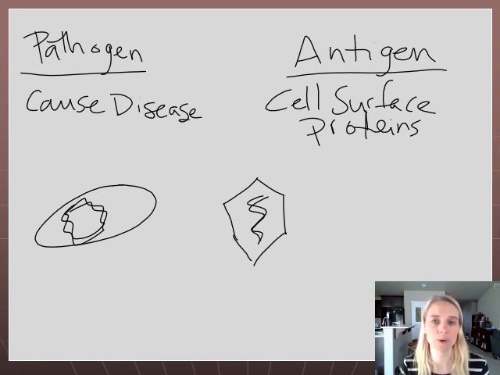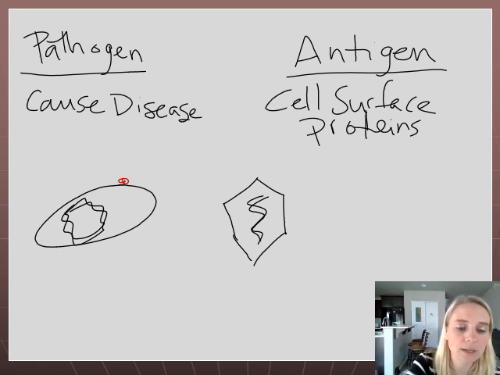Our book focuses primarily on the bacteria and the viruses. We don't get into parasitic worm infections or fungal infections, but know that your body's going to be very similar in those types of responses. So if those are our pathogens, the antigens are going to be these surface proteins.